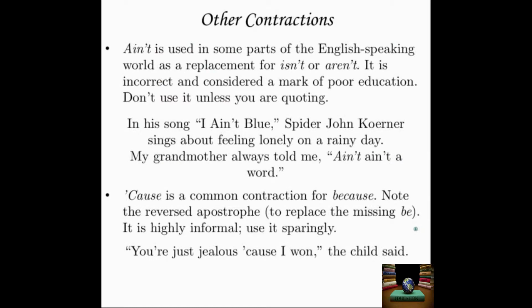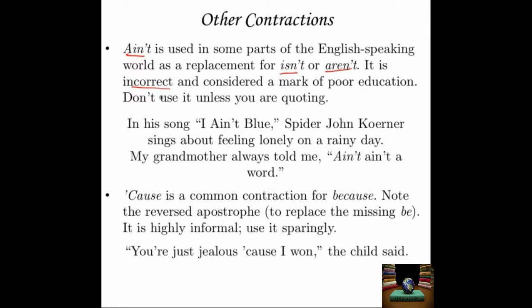All right. Other contractions. There's a whole set of kind of funny little contractions that follow their own rules and aren't really part of any established scheme. Here they are. First is ain't. Ain't is used in some parts of the English-speaking world as a replacement for isn't or aren't. It is incorrect, or, as my grandmother used to tell me, ain't a word, and is considered a mark of poor education. Don't use it unless you are quoting.